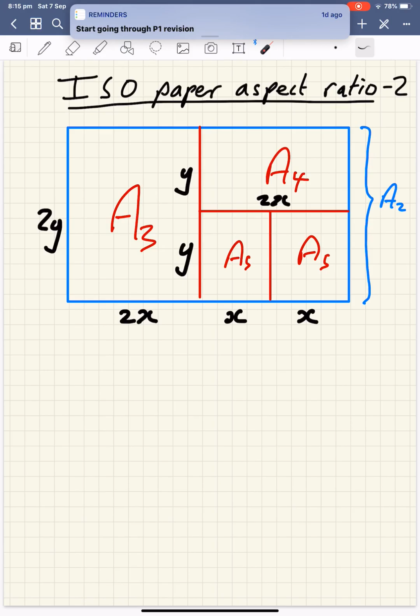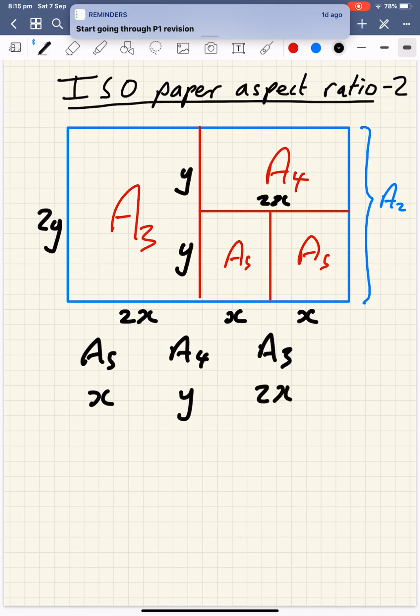Let's now consider just one of the lengths. Suppose it's the width for each of the sizes, and if I consider the A5 sheet of paper, and its width, that is X, and the A4 sheet of paper and its width, which we can see is Y, and the A3 sheet of paper and its width, which we can see is 2x, we have a scale factor, which I'll call F, which multiplies the width of the A5 sheet of paper to give us the length of the A5 sheet of paper, which is also the width of the A4 sheet of paper.